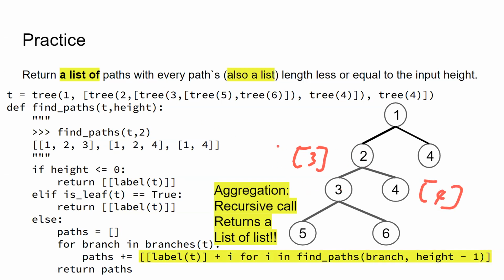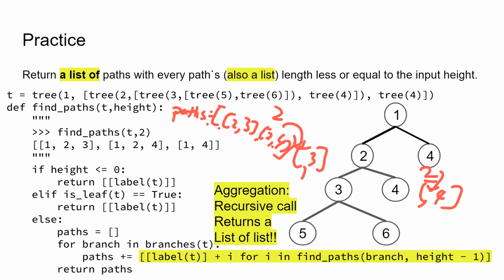And then I will append 2. I will put a 2 at the front of these 2 lists so that I will have 2, 3 and 2, 4. So this is for the branches of 2. And then I will put these 2 together into a list, and then we create the path. When the parent is 1, these are the leaves of branch 2. I actually have 2, 3, and 2, 4 here.